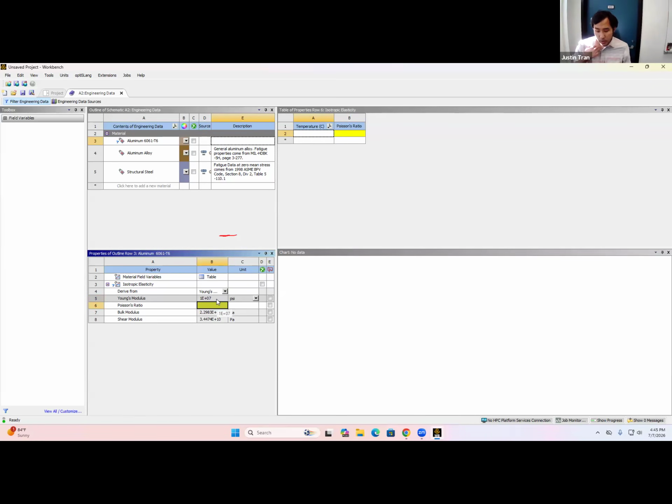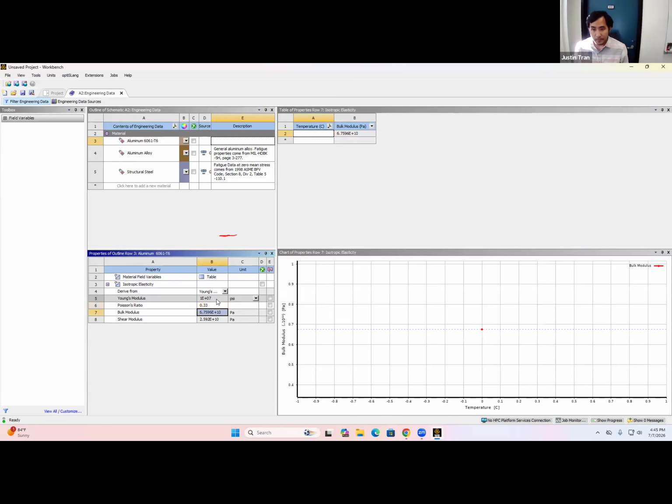And then we have to input the Poisson's ratio. Poisson's ratio is pretty easy. Poisson's ratio has no units, and so we're just going to put 0.3.